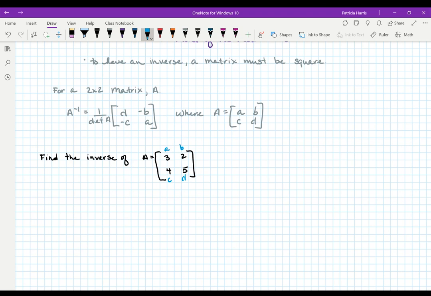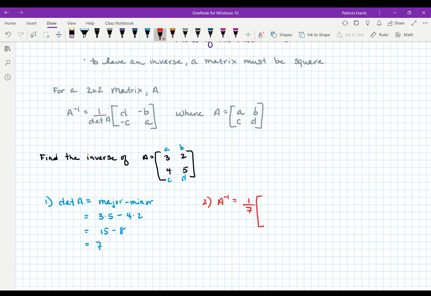Okay, first we find the determinant. Okay, remember that determinant is the major minus the minor diagonals. So that's going to be 3 times 5 minus 4 times 2. So 15 minus 8 is 7. Okay, so when we find the inverse, we're going to go 1 over 7. That's a scalar on the outside.